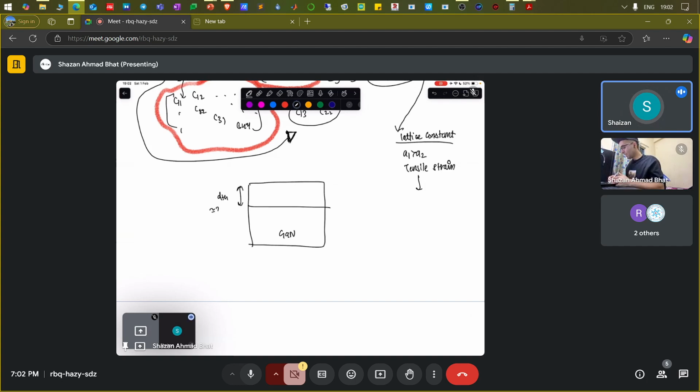This is approximately 20 to 30 nanometers for AlGaN, if I correctly remember. These numbers are not important. You can just Google them anytime. You just need to understand the concepts.